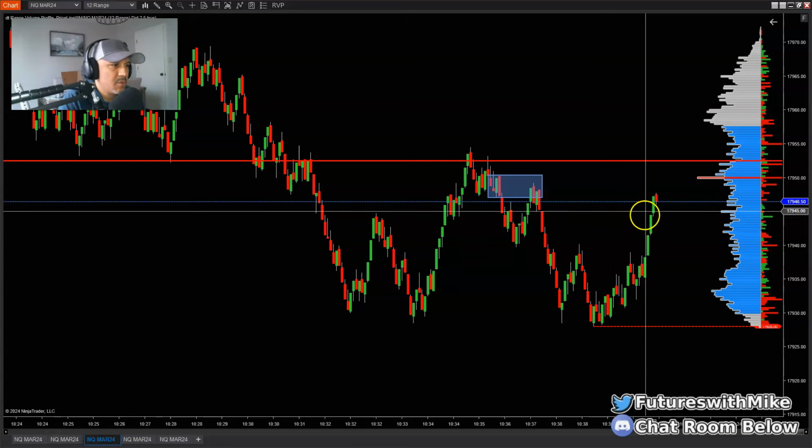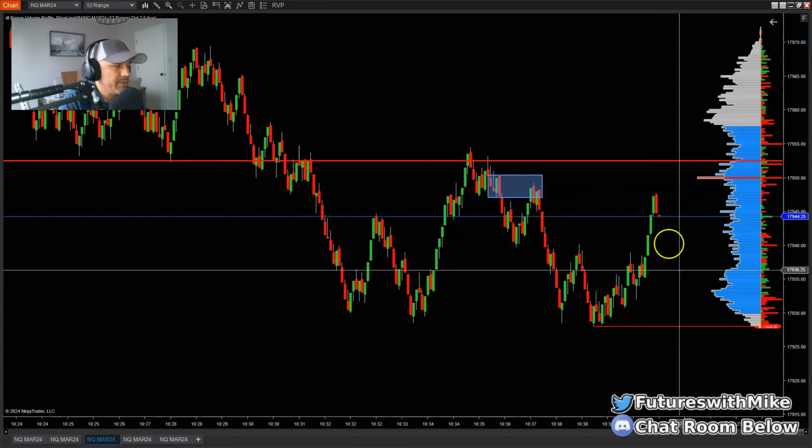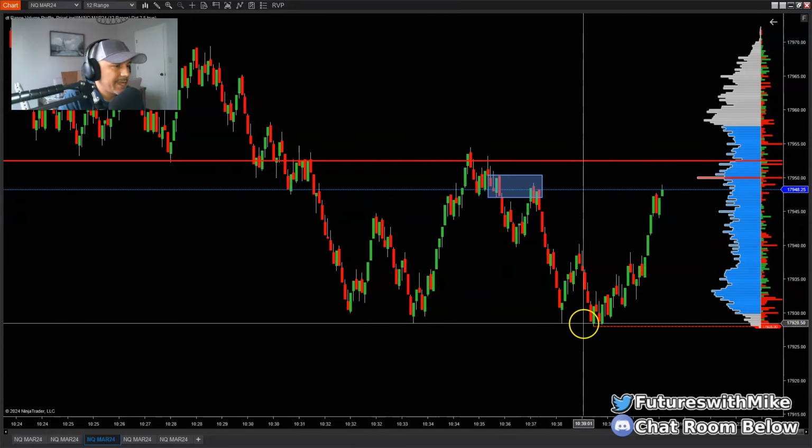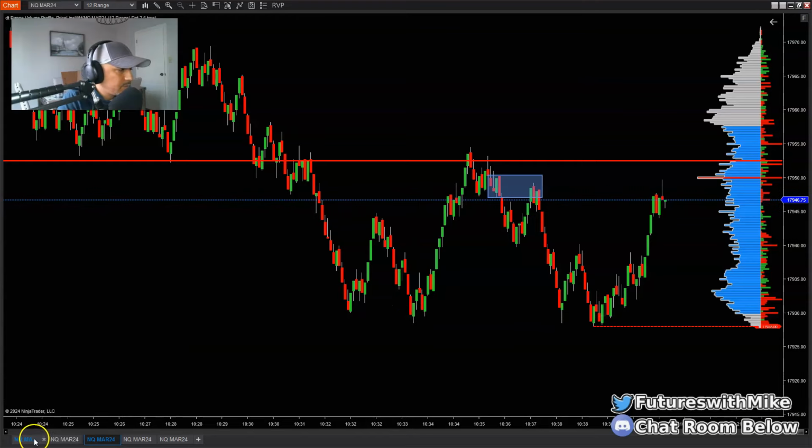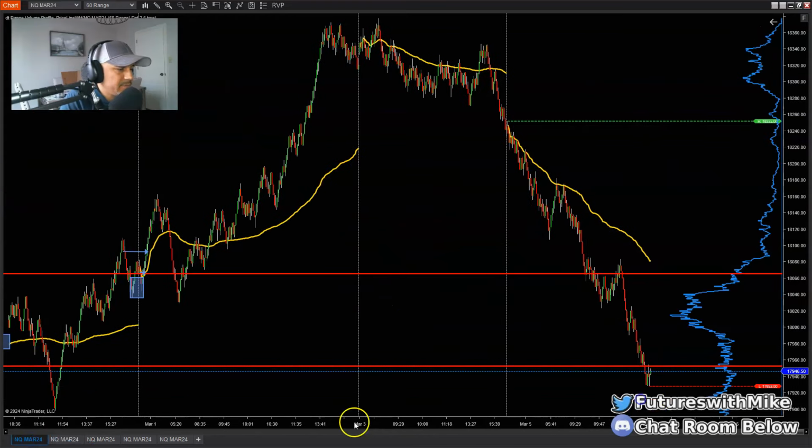So let's see. Strong pullback here. Strong pullback. So be careful here. I got out right here at the low, and it can come down here to the lows and it can bounce, but let's see how it plays out.